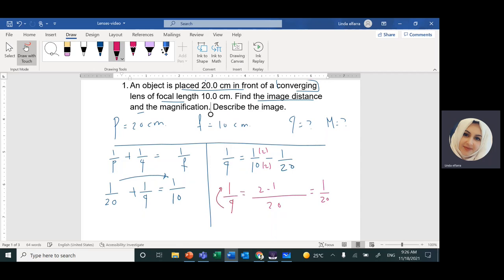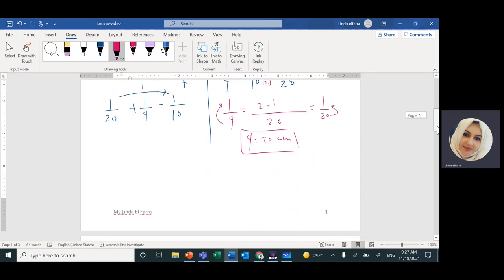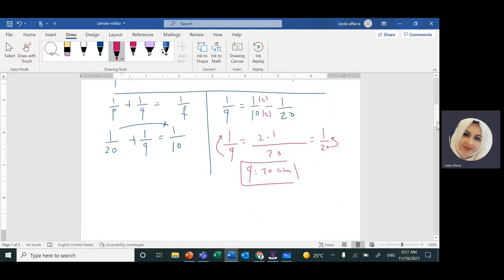I need Q, so flip or cross multiply. So Q will be 20 centimeters. Q and P have the same distance from the lens. P is 20 and Q is 20. That means I would expect the image to have the same magnification, the same size as the object. It will be a real image.